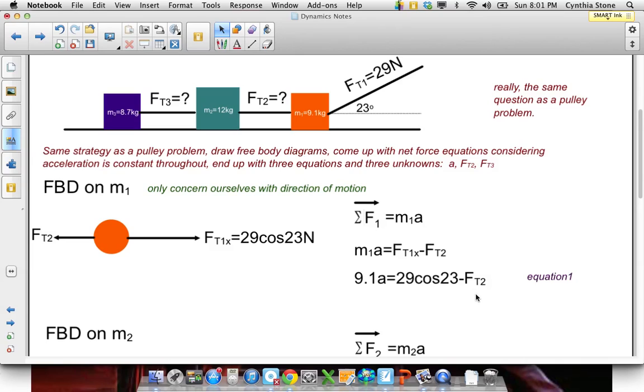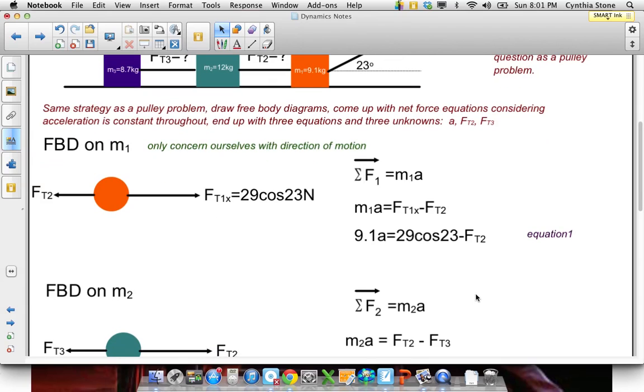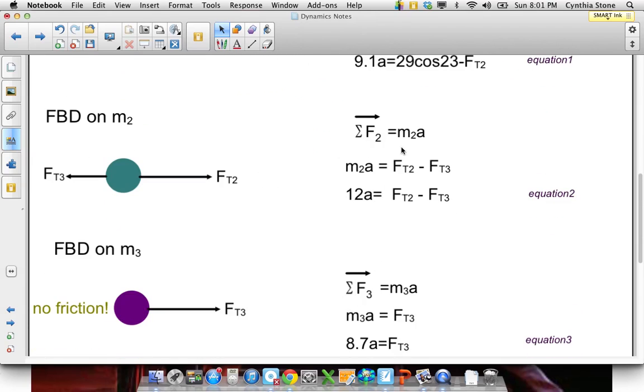Okay. Going on to the second mass, you can pause if you need to. Going on to the second mass, M2A. This time you look at it horizontally, and I've got FT2 pulling it this way, and this third tension pulling it back, and that's it. Those are the only forces. There's no friction, thank goodness. And I'm not worrying about the up and down. I'm just doing force balances in the direction of motion. So M2A is T2 minus T3, forward minus backwards. So now I have a second equation. 12 times acceleration is T2 minus T3.